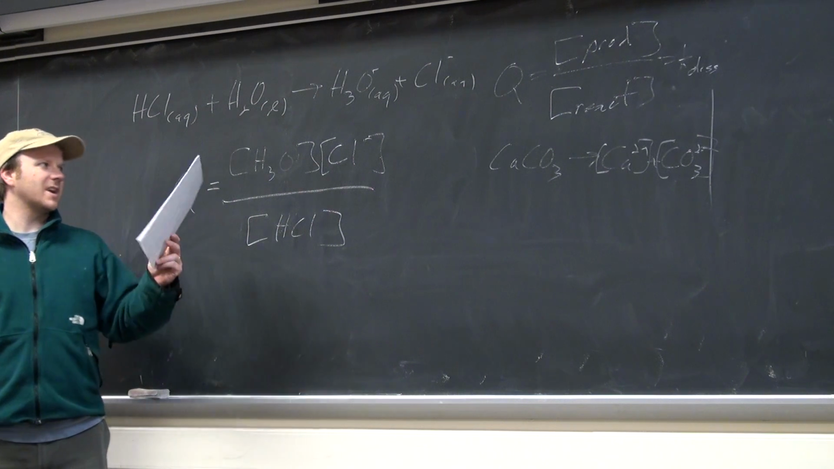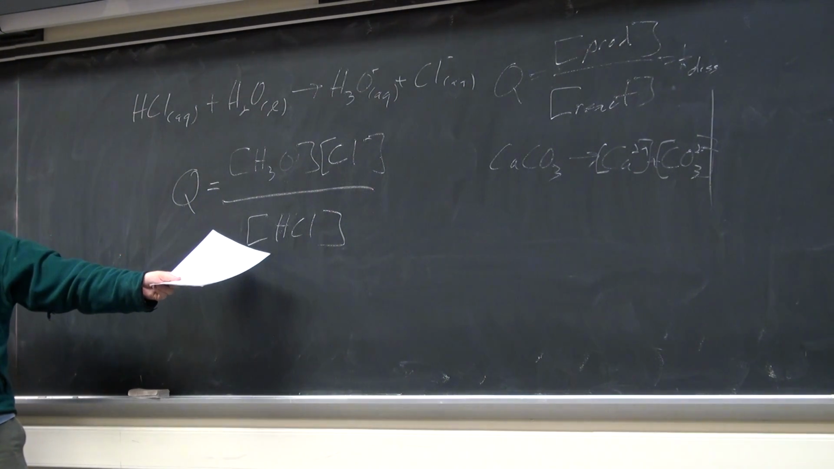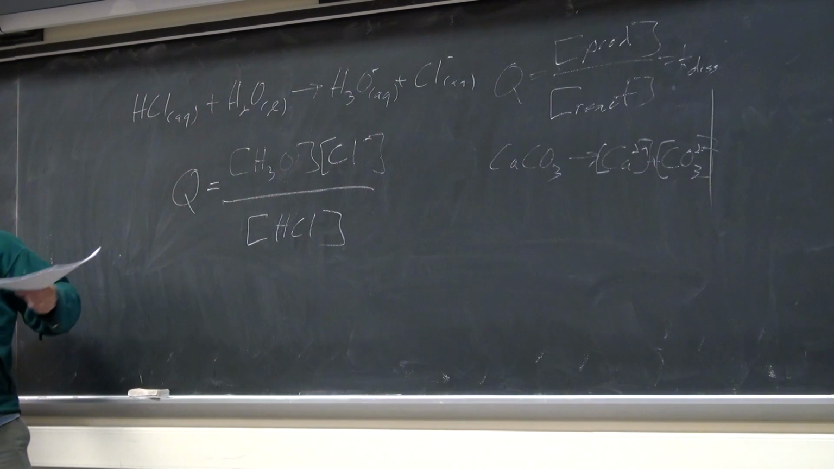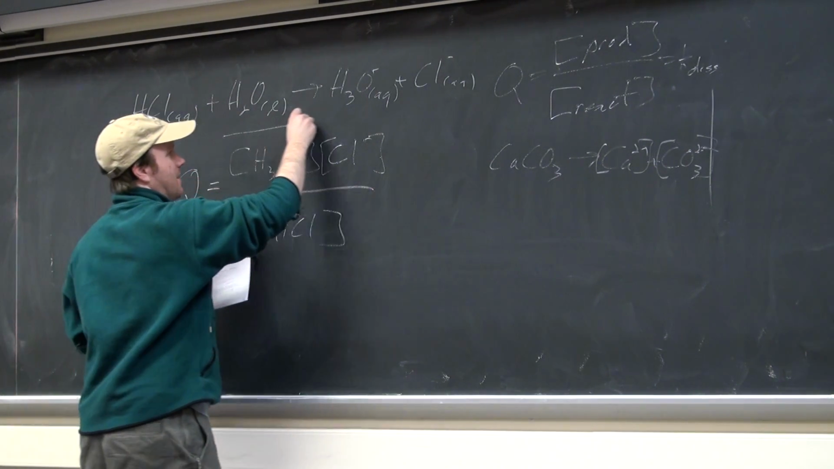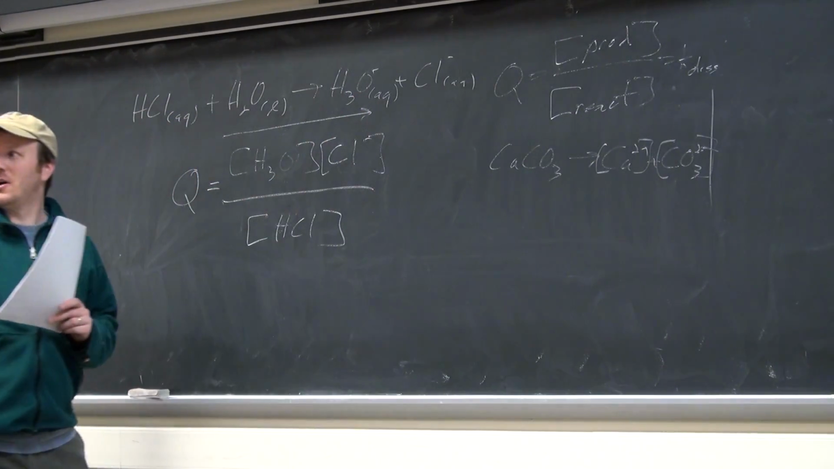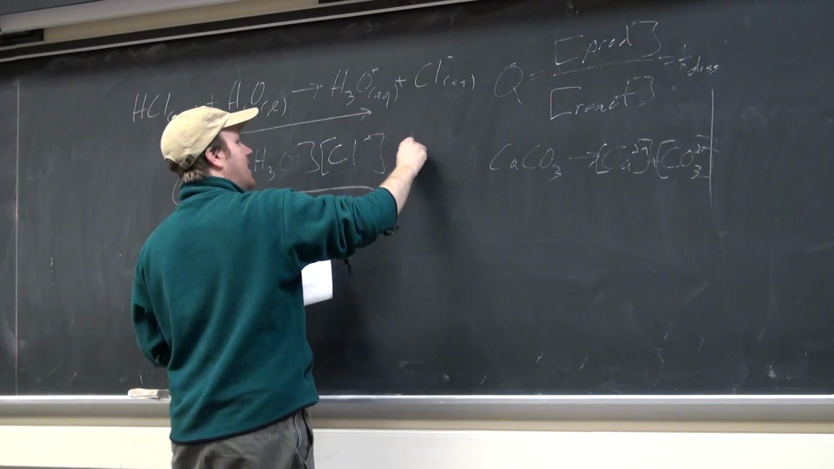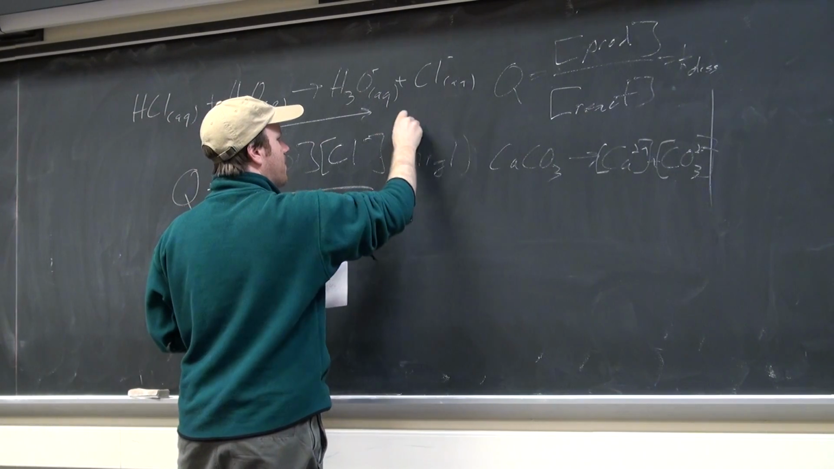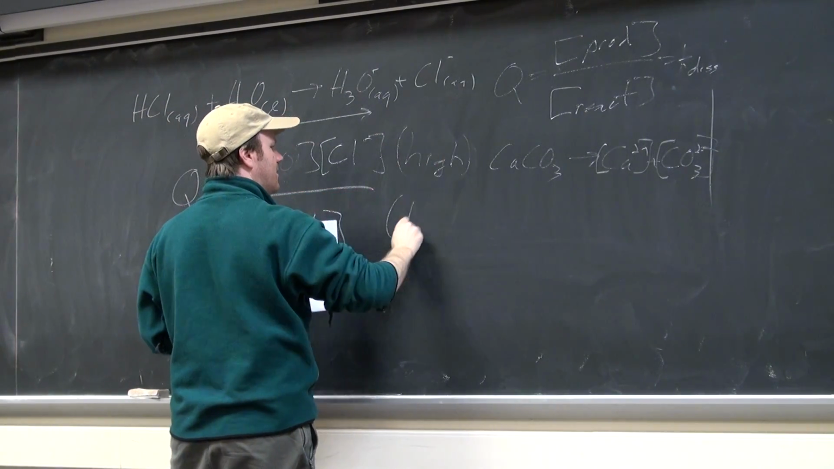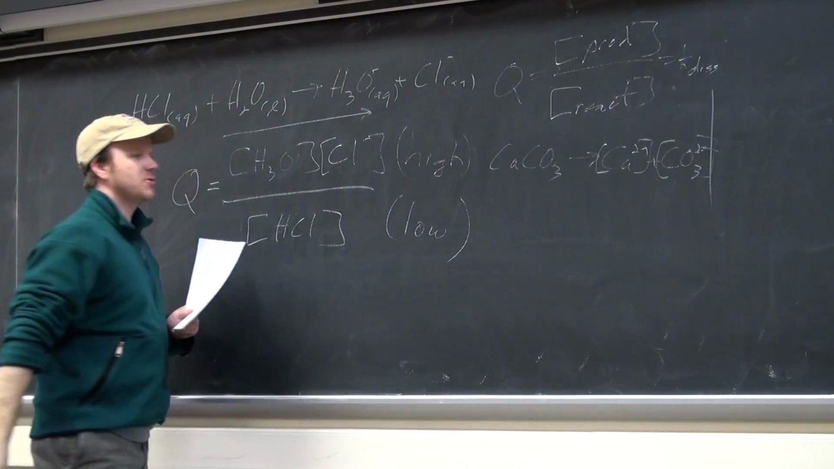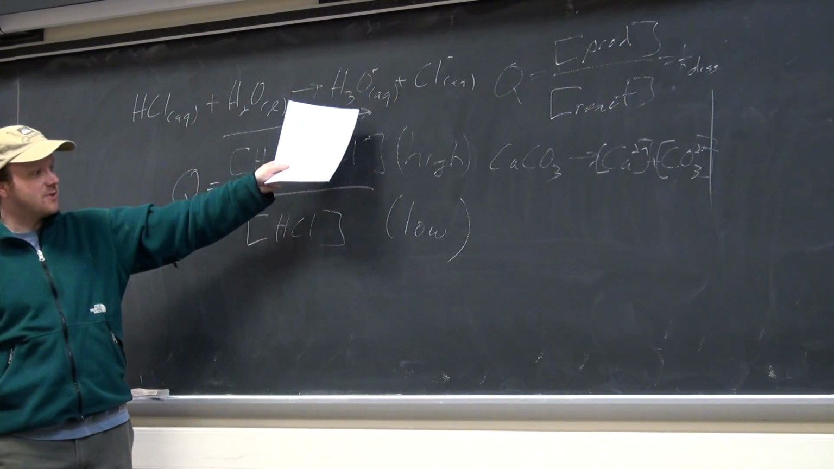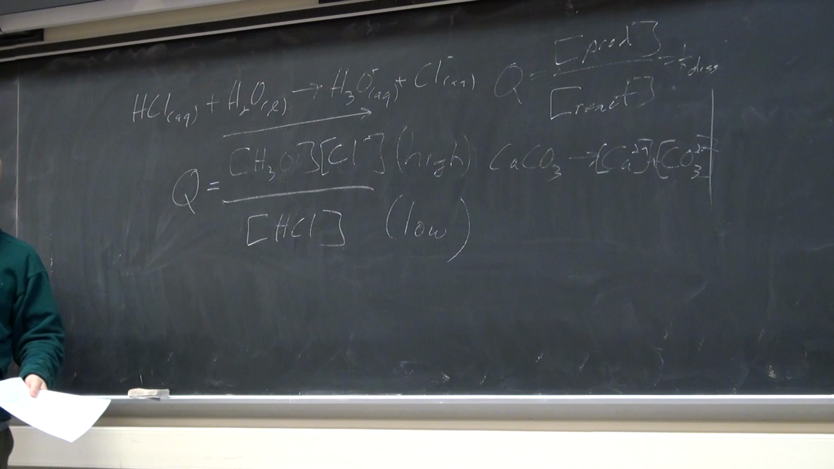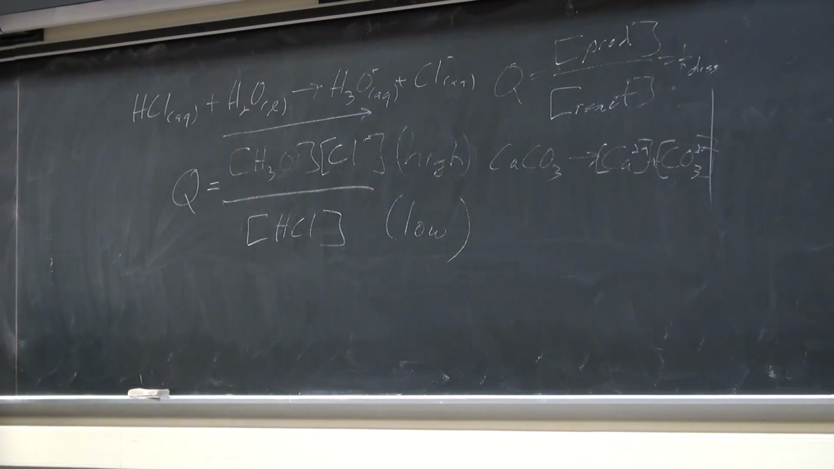And so for a strong acid, is this number high or low? Is Q high or low? Strong acid, full dissociation. Reaction goes all the way to the right, right? So this is high. This is low. So Q is going to be high for a strong acid, right? Lots of acid dissociates. And so will the equilibrium constant be high or low? High, right?